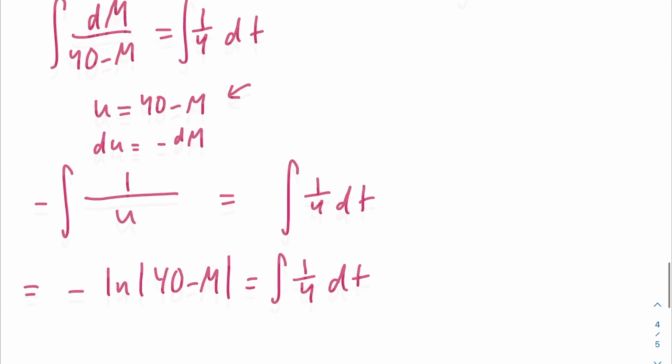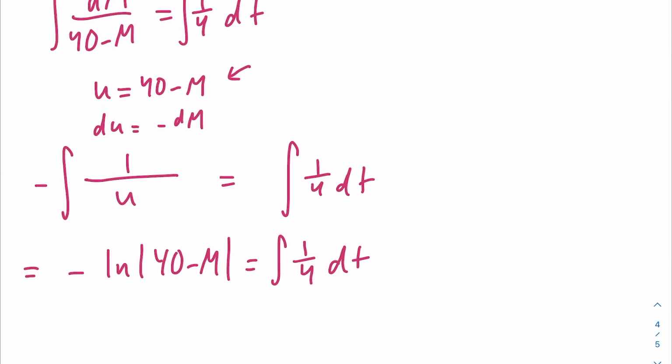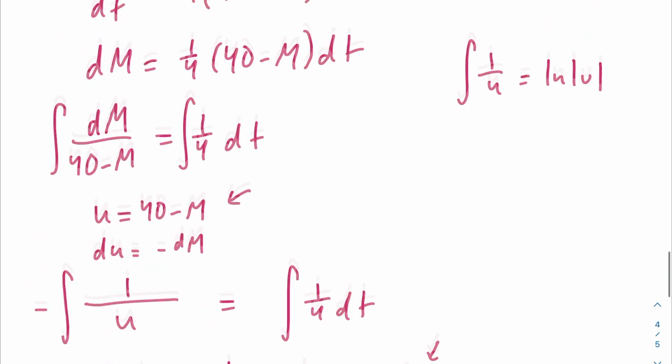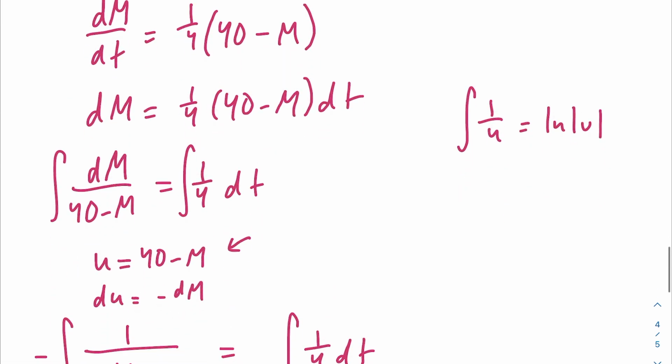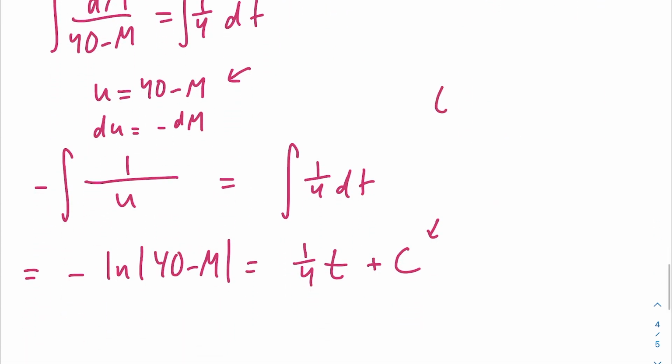Now we need to integrate the right side. This should be a little bit more simple: the integral of 1/4 dt is just going to be 1/4 t, and then we have to tack on the constant of integration. We have it in terms of m and t technically, but we still have this pesky little constant that we need to solve for. Remember the initial condition is m of 0 is equal to 5. So what that means is t is equal to 0 and m is equal to 5.